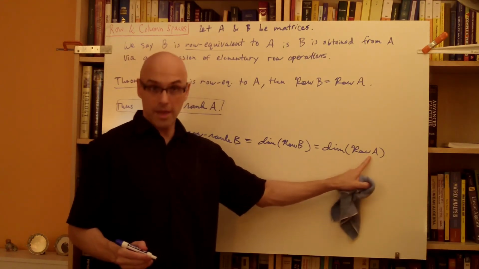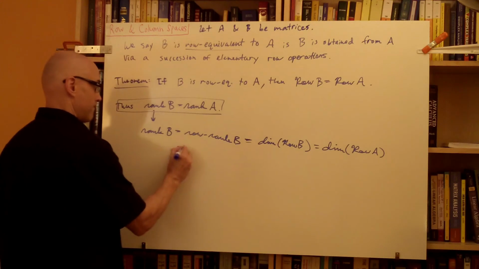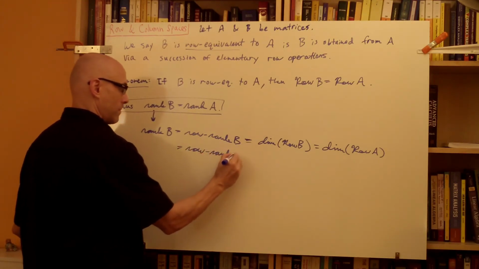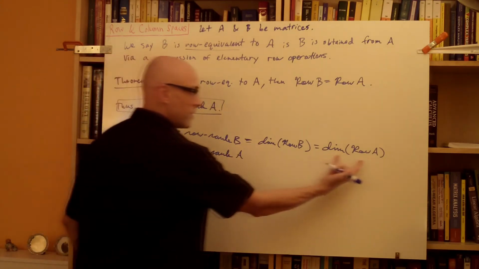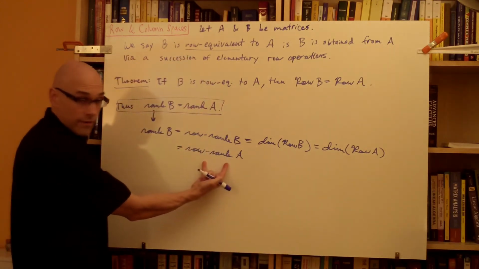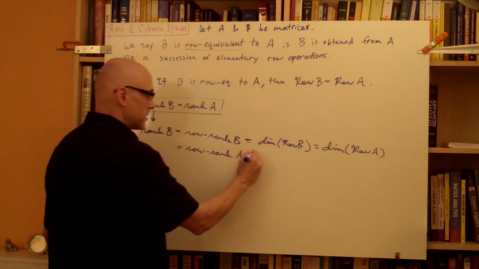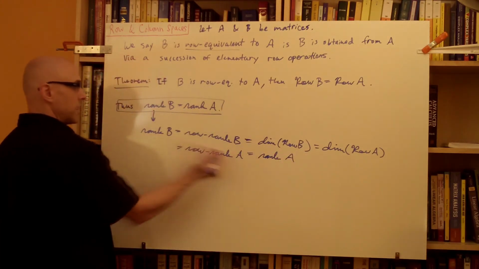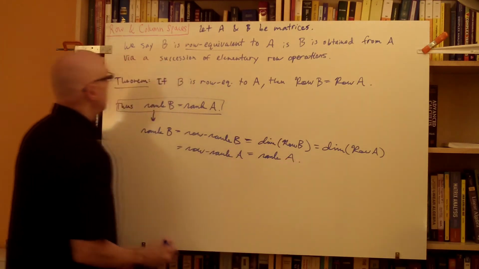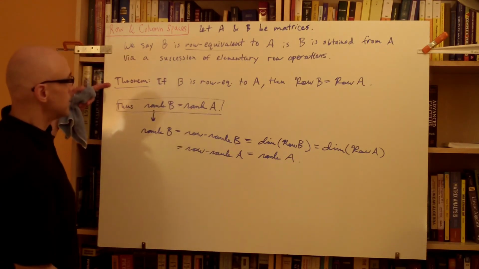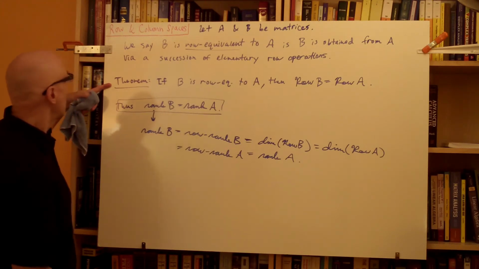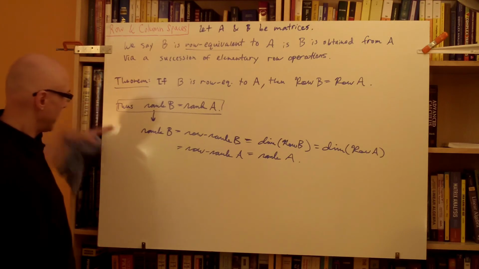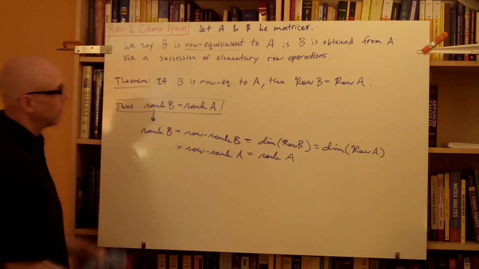That's the row rank of A. So this is equal to the row rank of A, which is of course the same thing as the rank of A. So rank of B is equal to rank of A. This theorem I'm not proving here; it is proven in the notes. But an immediate consequence of it is this boxed result here, whose proof is, as you see, quite short.